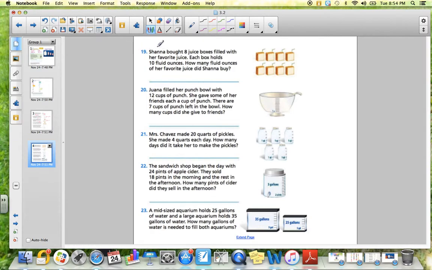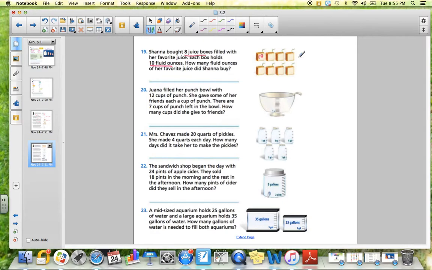Okay, Shayna bought 8 juice boxes filled with her favorite juice. Each box holds 10 fluid ounces. How many fluid ounces of her favorite juice did Shayna buy? So she bought 8 juice boxes, and each box holds 10 fluid ounces. So each one of these boxes has 10 fluid ounces.